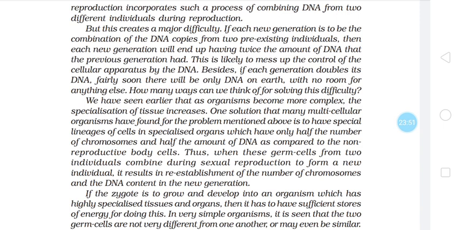We have seen earlier that as organisms become more complex, the specialization of tissue increases. One solution that many multicellular organisms have found for the problem mentioned above is to have special lineages of cells in specialized organs which have only half the number of chromosomes and half the amount of DNA as compared to the non-reproductive body cells.